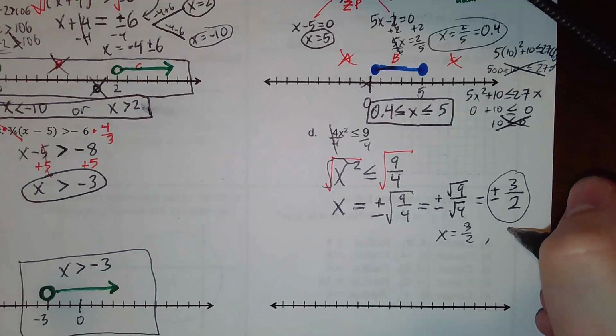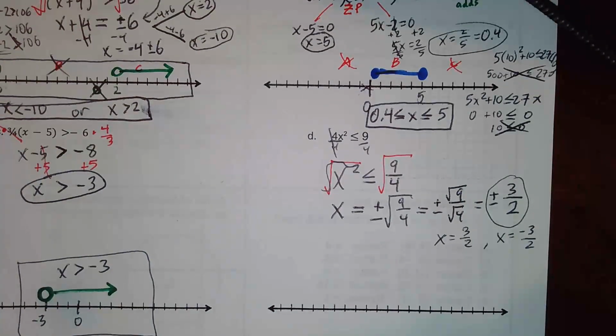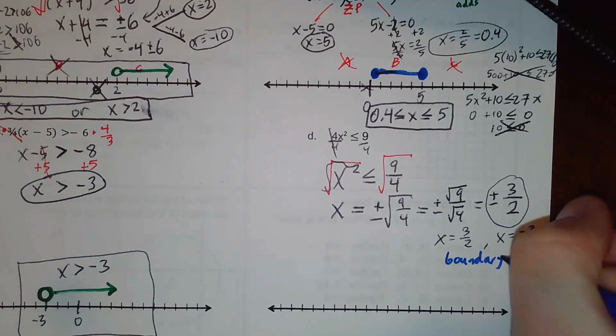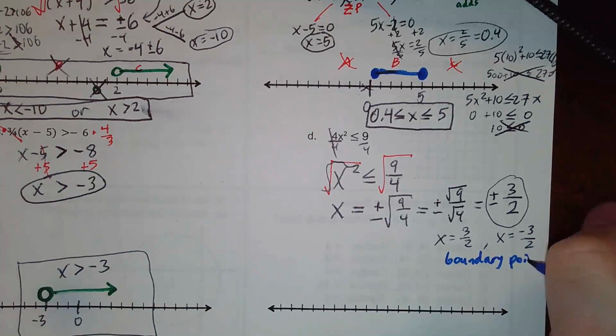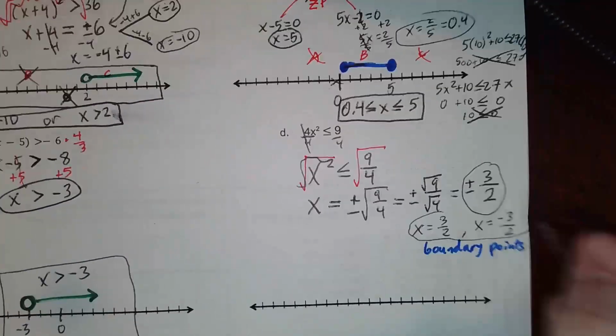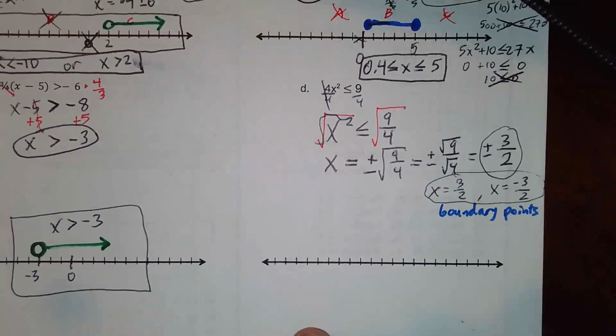and also our second boundary point at negative 3/2. These right here, again, I'll write it one more time just so we're not confused. These are our boundary points. So I'm going to circle that. That's not my answer. My answer needs to go on a number line and written in a slightly different way.